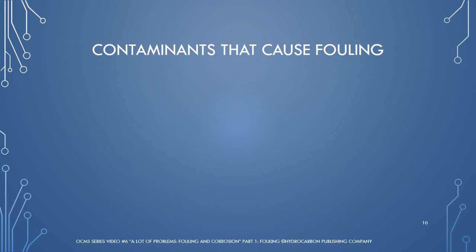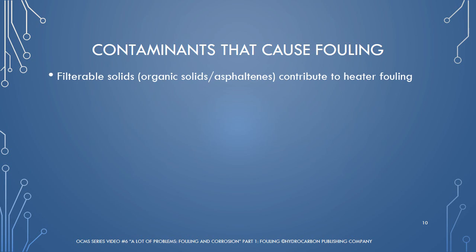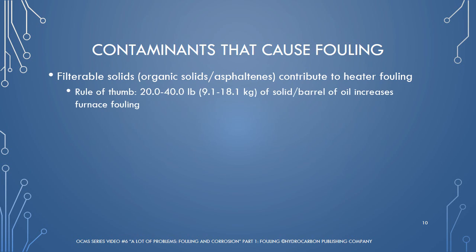Certain contaminants in crude oils cause fouling in refinery equipment. Filterable solids, in particular organic solids and asphaltenes, contribute to heater fouling. As a general rule of thumb, 20 to 40 pounds of solids per barrel of oil or more will cause increased furnace fouling. The relationship between solids removal in the crude desalter and preheat train and furnace fouling was discussed at a past U.S. National Petroleum Refiners Association, or NPRA, Q&A session.